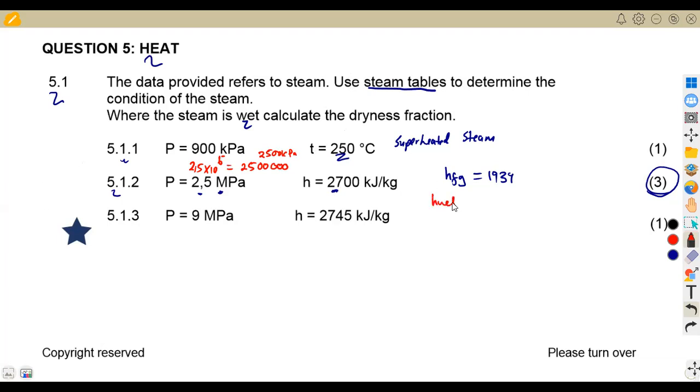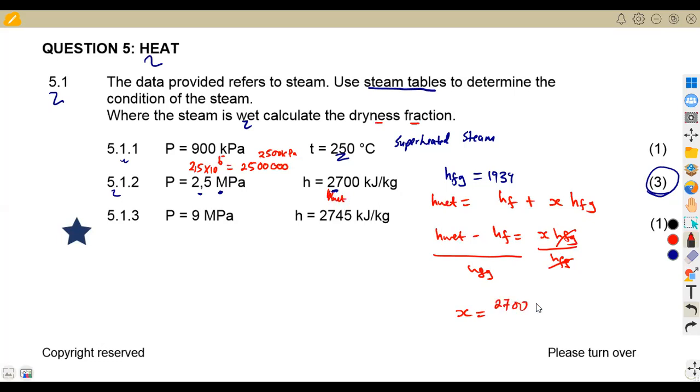But we know that h is equivalent to hf plus x hfg. In this case, what we need is to find the dryness fraction, which is x. So h minus hf, if we transpose, is equivalent to x hfg. To find x, you divide both sides by hfg. So this can cancel. So x is going to be h, which is given in this case as 2,700, minus hf.